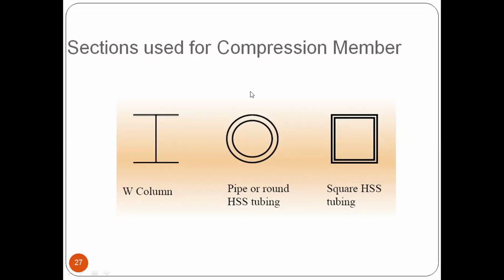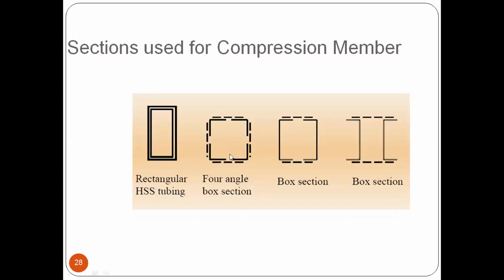Why? Because these members have more resistance towards buckling. Within the cross section area, the solid and the hollow section, and even a rectangular tube can be used. You can see four angles used as a column like a box section. Four angles, with the help of battens, can be jointed and used as a column. Box sections can be used as a column when two C channel sections are faced toe to toe. Two C channel sections faced back to back can be connected with either lacing or battens as a lateral connection. So you can use these kinds of sections as compression members.